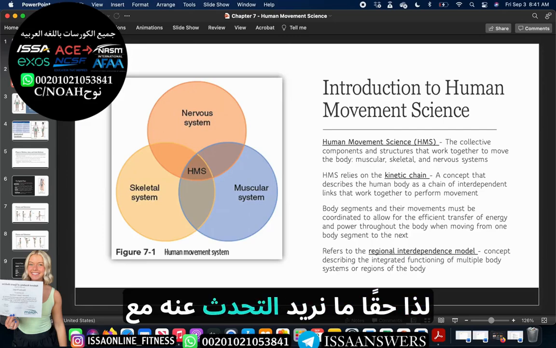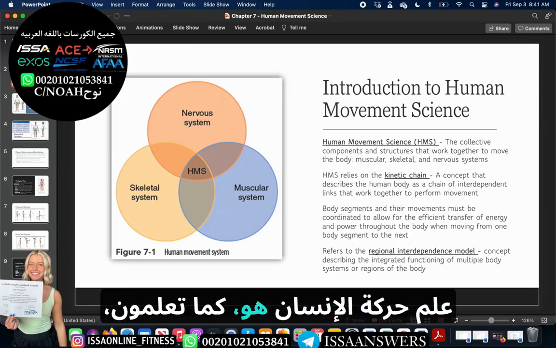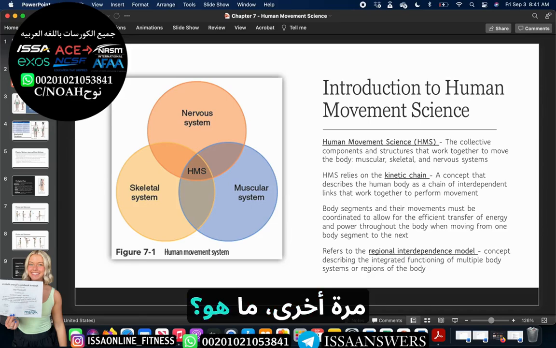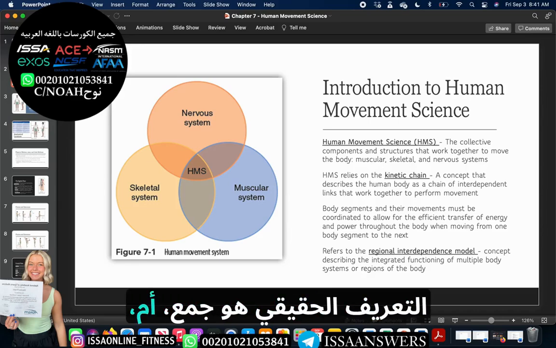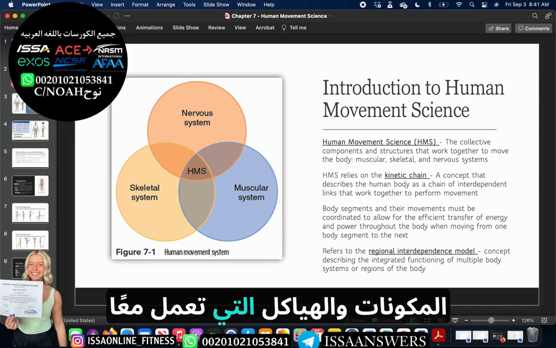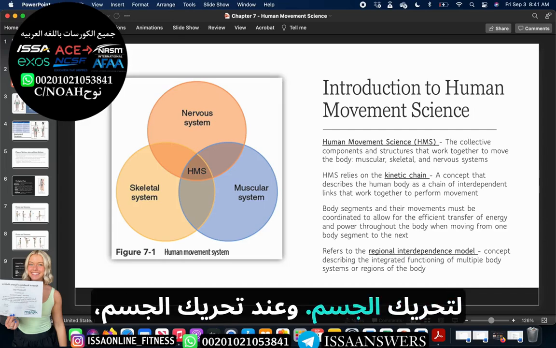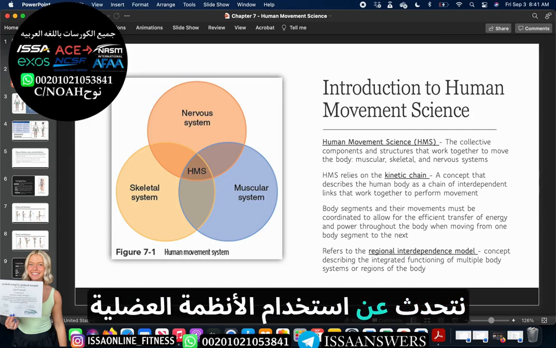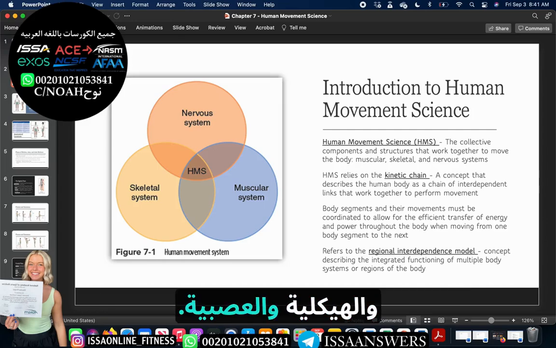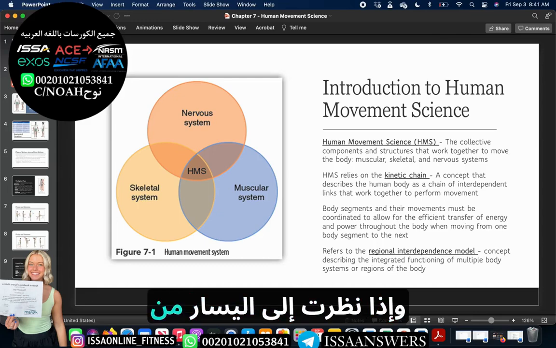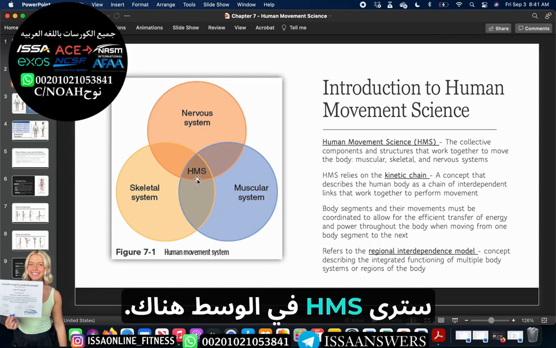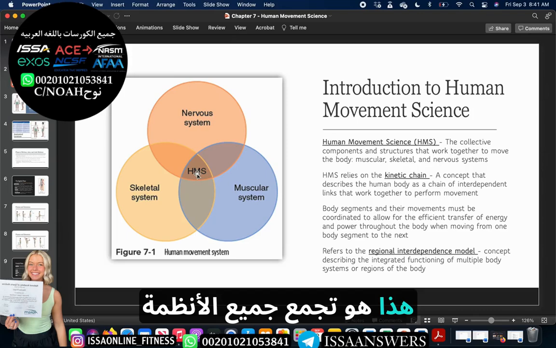So what we want to talk about with human movement science is, again, what is it? The true definition is the collective components and structures that work together to move the body. And by moving the body, we're talking about using the muscular, skeletal, and nervous systems. If you look on the left at that Venn diagram, you'll see HMS right in the middle, which is the conglomerate of all three systems.